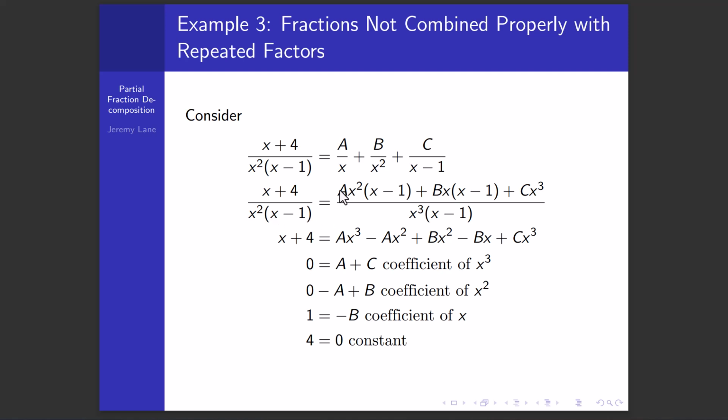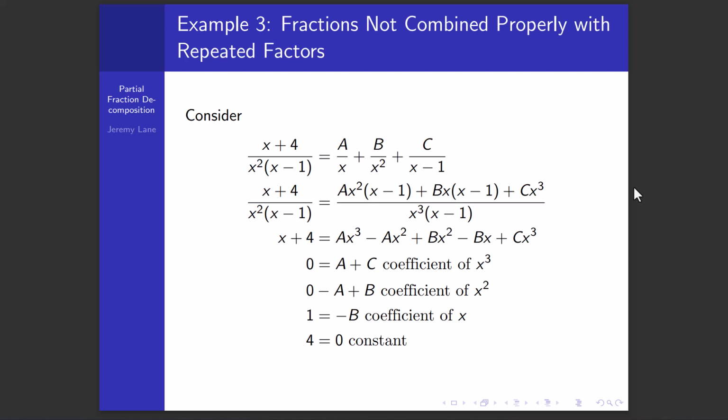And this is going to be equal to ax squared times x minus 1 plus bx times x minus 1 plus cx cubed. All of that's divided by x cubed times x minus 1. Now, if we match up the numerators, we get x plus 4 is equal to ax cubed minus ax squared plus bx squared minus bx plus cx cubed. Matching up our coefficients, we have a plus c is equal to 0. That's the coefficients of x cubed matched up.